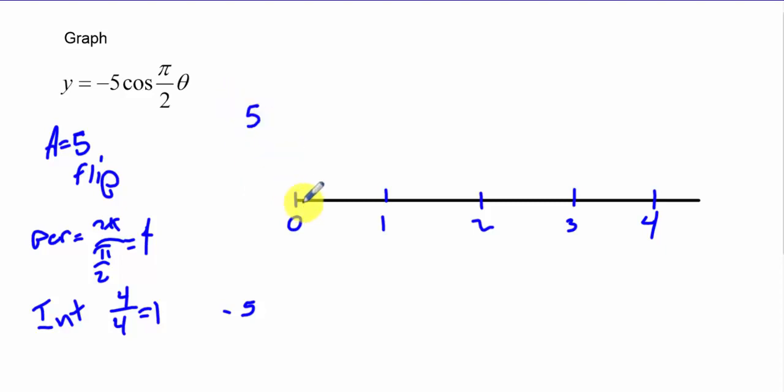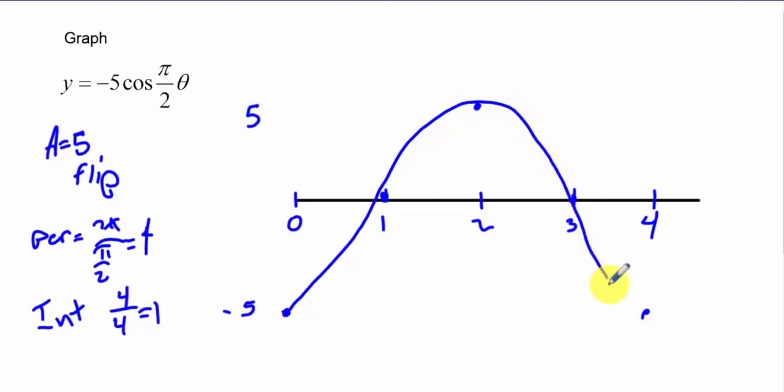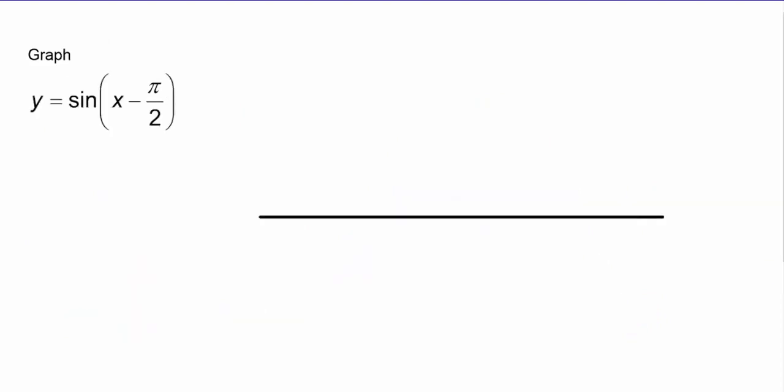My normal value for cosine is 1, but I'm multiplying that by negative 5, so I'm down here. That's where that flip comes in. Then I go to 0, up to 5, because I'm multiplying my normal negative 1 by a negative 5, back to 0, and back to negative 5. And I get a graph that looks just like a cosine graph, but the y and the x values have changed. So now we're going to take a look at this piece of the graph, all right?